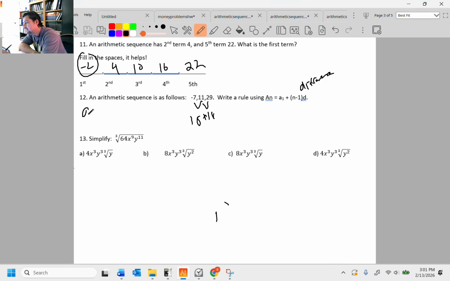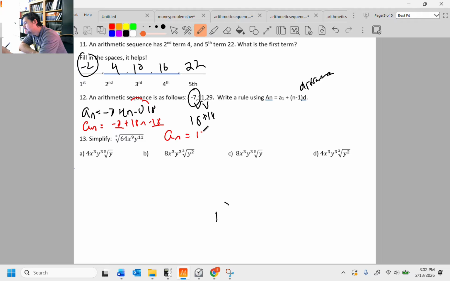You need to get it together. The first term, that's what a sub 1 is, -7, plus parentheses, n minus 1, times the difference, 18. This is a legit freshman math standard. The next thing is to do the distributive property. If you didn't do the distributive property, I took off points because I told you you had to do the distributive property. I did it when I did your twin. You got to do it the way you're told to do it.